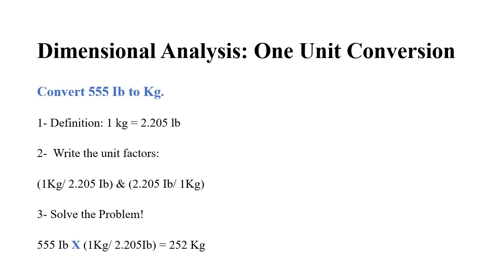We will multiply the number in the question, in this case 555 pounds, by the definition that will allow us to cancel the pounds and keep the kilogram. Only one of the unit factors will be suitable: the one that will allow us to cancel the pounds and keep the kilogram.